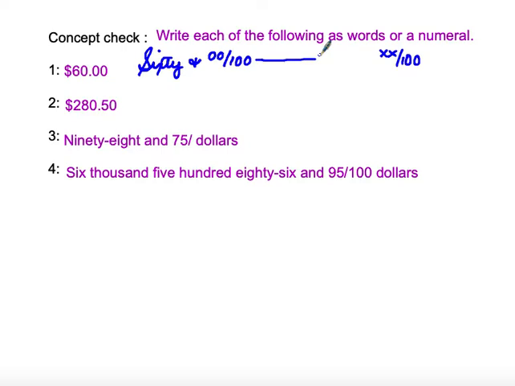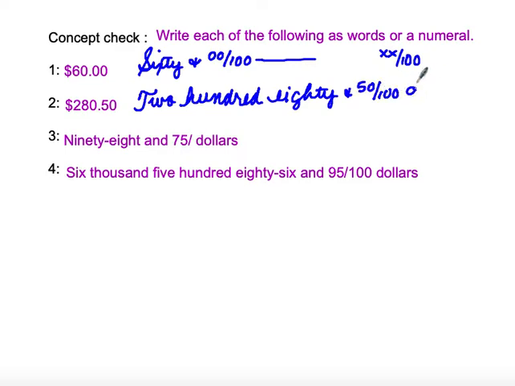$280.50. Remember, when you get to that decimal, that decimal becomes "and." So I'm going to write this as 280 and 50 over 100. And I don't want to forget the dollars just in case it's not already on the slip. So let me go back here and just remind ourselves that we need to have dollars in there. Sometimes it's already on the slip.